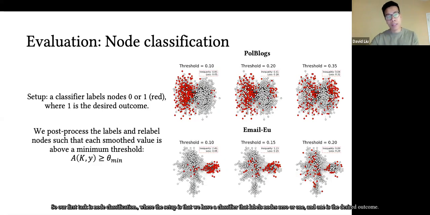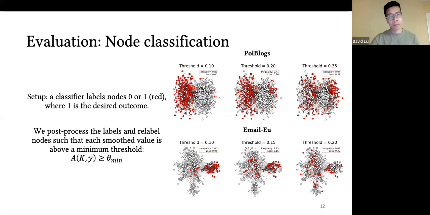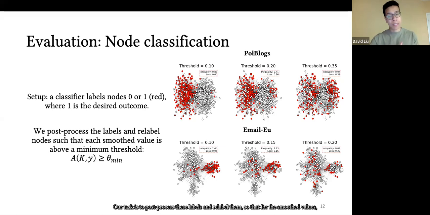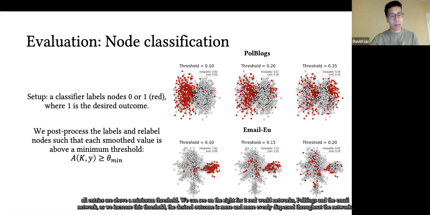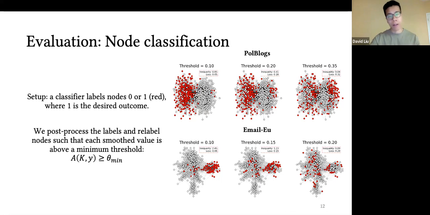So our first task is node classification, where the setup is that we have a classifier that labels nodes 0 or 1, and 1 is the desired outcome. Our task is to post-process these labels and relabel them so that for the smoothed values, all entries are above a minimum threshold. We can see on the right for two real-world networks, Polblogs and the email network, as we increase this threshold, the desired outcome is more and more evenly dispersed throughout the network.